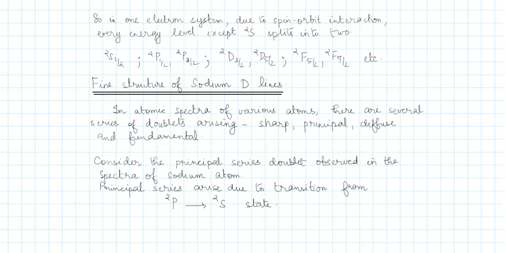Now, how does this explain the fine structure of sodium D lines? Sodium is a one electron system. It has 11 electrons, and if we go as per the filling rules, 1s2, 2s2, 2p6, I have exhausted 10 electrons and the remaining one electron goes into the 3s state. So sodium is a one electron system and I am observing a doublet in the spectrum of sodium atom. And that is what I am mentioning as D1 and D2 lines of sodium. In the spectra of sodium atom, I am observing two closely spaced lines and I am going to explain how those lines occur.